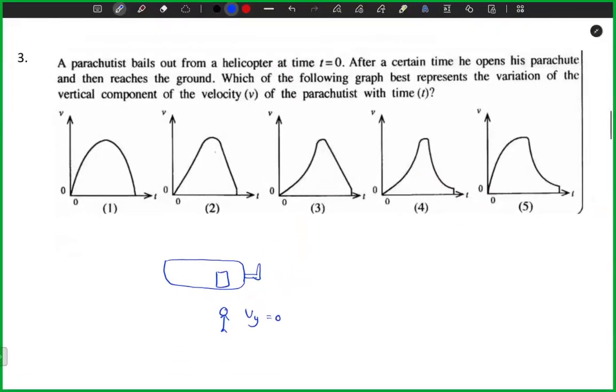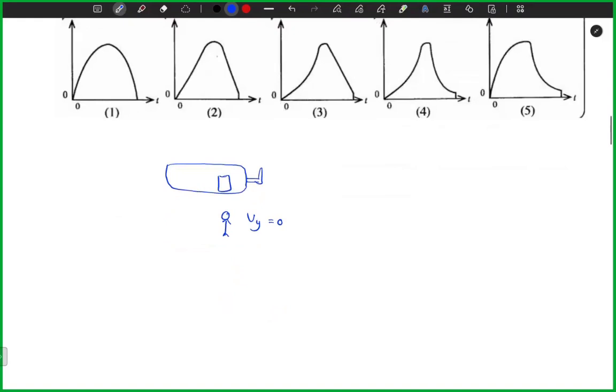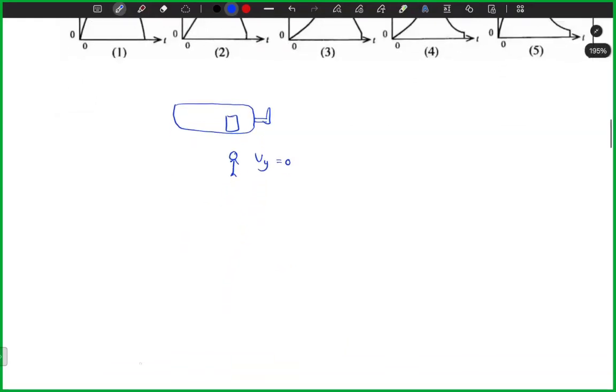Then after a certain time, he opens the parachute. Which of the following graphs best represents the variation of the vertical component of the velocity of the parachutist with time t? Now you have to understand something very interesting. Okay, listen carefully. Let's see the passage of this man from the moment he bails out from the helicopter and lands upon the ground. What is the passage?